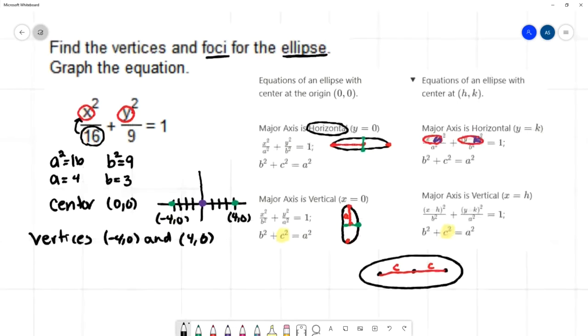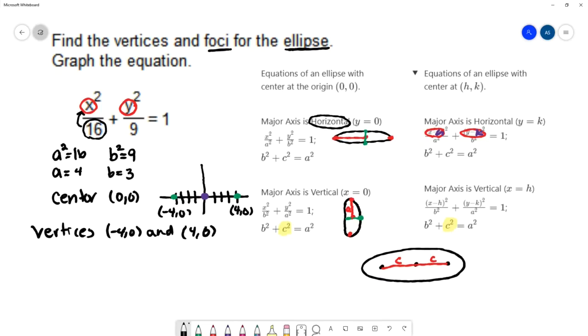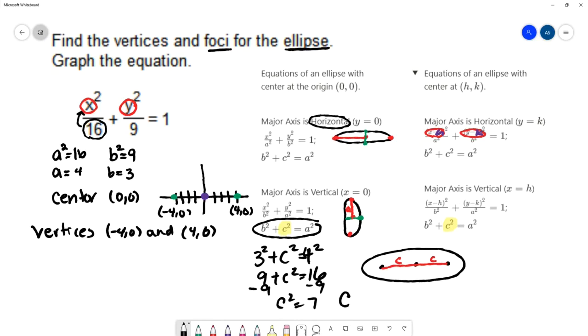So in order for me to do it for this problem, I have to know the value of c. So I'm going to use this equation, b squared plus c squared equals a squared. So 9 squared plus c squared equals, excuse me, I did that wrong. That should be 3 squared plus c squared equals 4 squared. 9 plus c squared equals 16. I'll subtract 9. That's c squared equals 7. So c is equal to the square root of 7.